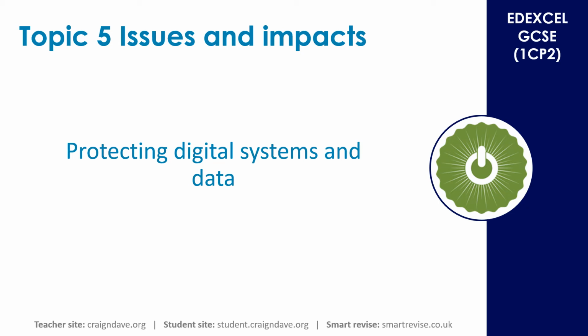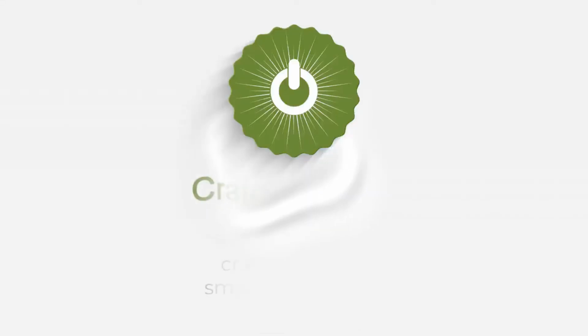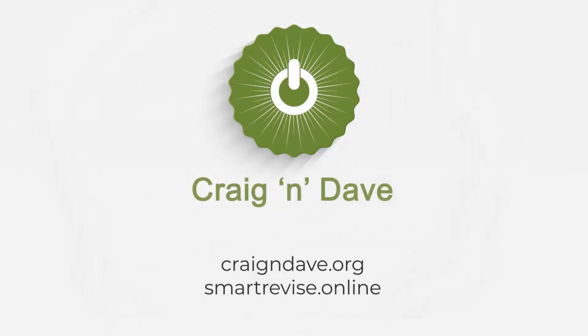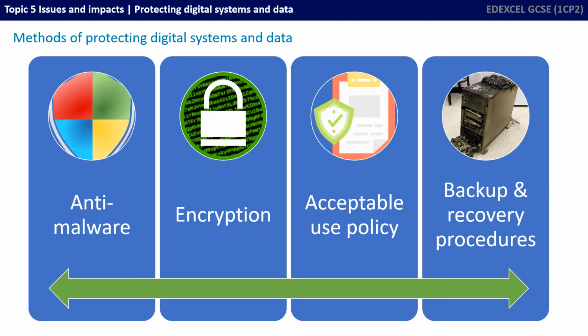The final video in this section looks at how you can protect digital systems and their data. So there are many methods which can be used to help protect digital systems and their data, but there are four in particular that you need to be aware of for your exam: anti-malware, encryption, acceptable use policies, and backup and recovery procedures. Let's take a look at each of those in a little more detail.